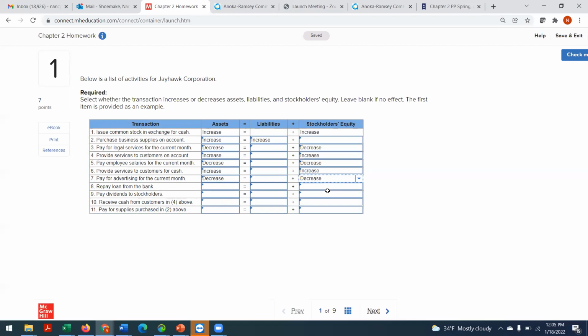Now, let's look at 8. We repay a loan from the bank. When we repay a loan, what is it we use to repay money? Cash. Cash gets decreased. When we have a loan, it's a liability. When we pay off the loan, doesn't it decrease that liability? Yes.